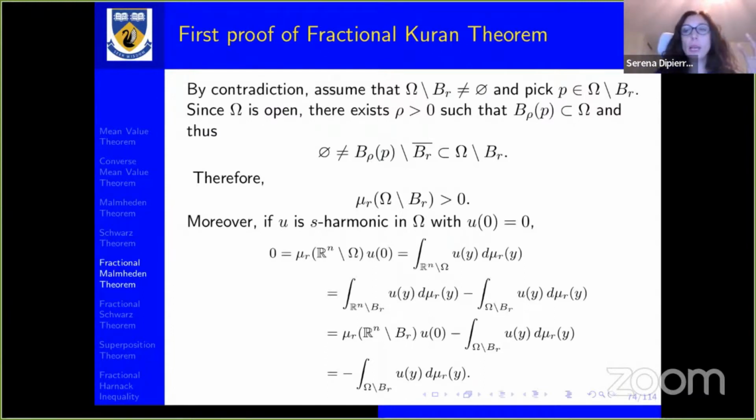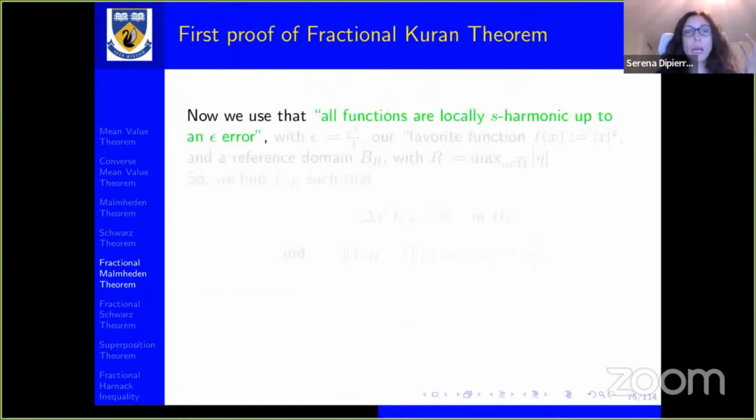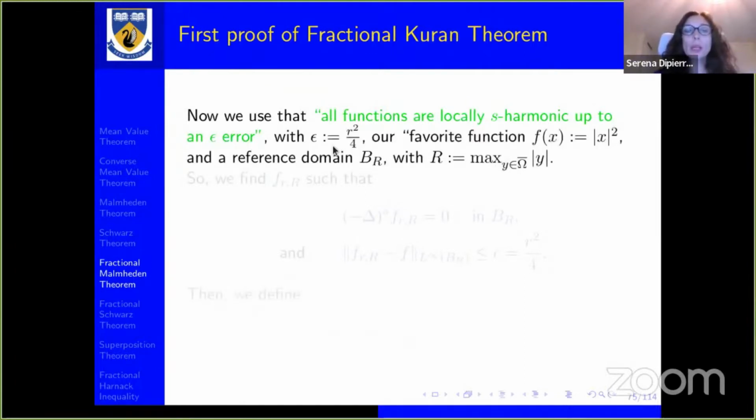Okay, so this is the game that we will try to play. And we will use that all functions are locally s-harmonic up to a small error. So for us, the error will be of order r squared. In particular, I will take epsilon to be r squared divided by 4.